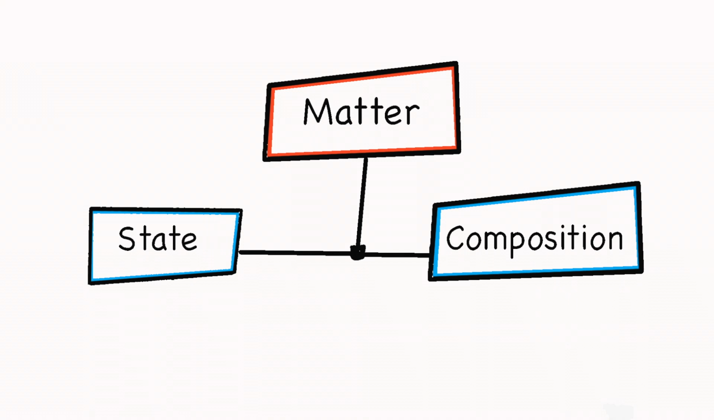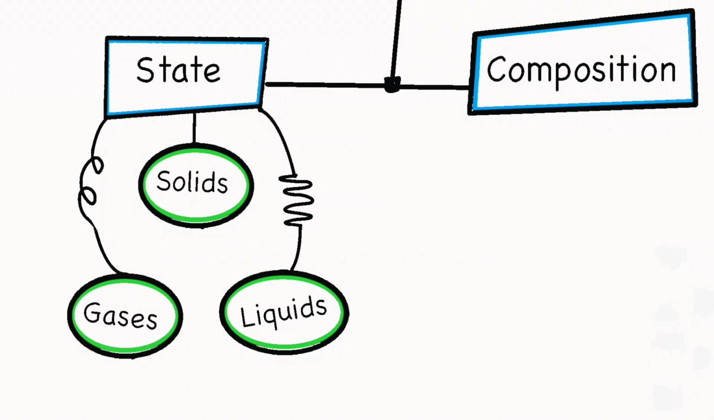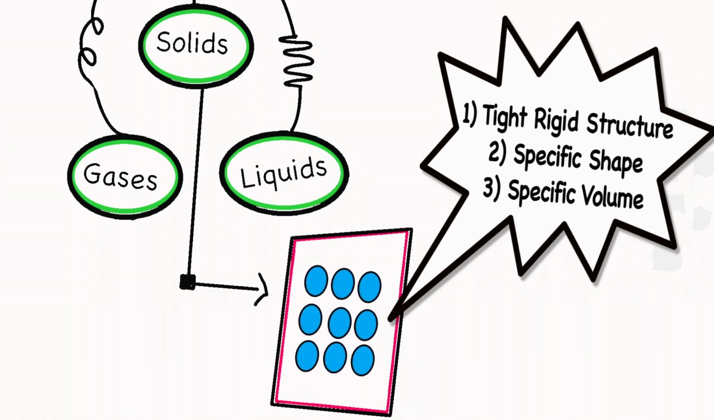As you probably are aware, there are three main states of matter: solids, liquids, and gases. We recognize solids by having a tight, rigid atomic structure. Atoms in solids are bound tightly together, allowing very little particle movement. These slight vibrations do not let particles move past one another, which gives the solids a specific shape and volume.